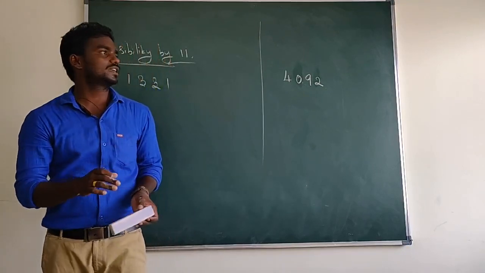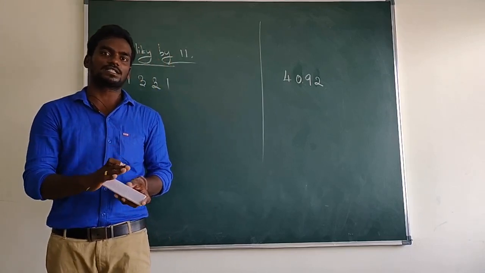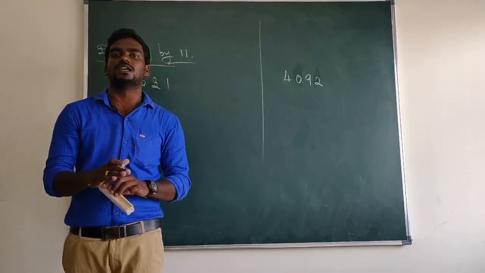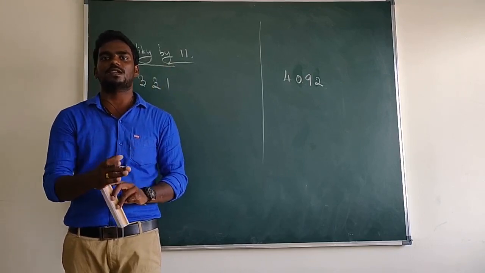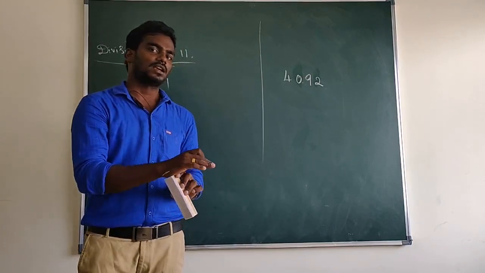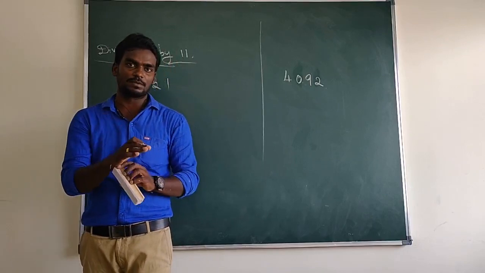And what is the condition for divisibility by 9? Divisibility by 9: the sum of the digits is a multiple of 9. If the sum of the digits is a multiple of 9, the number is divisible by 9. And you know very well what the condition for divisibility by 10 is.